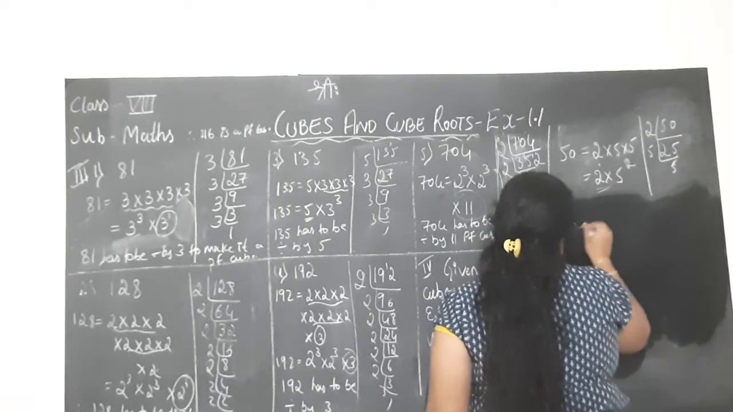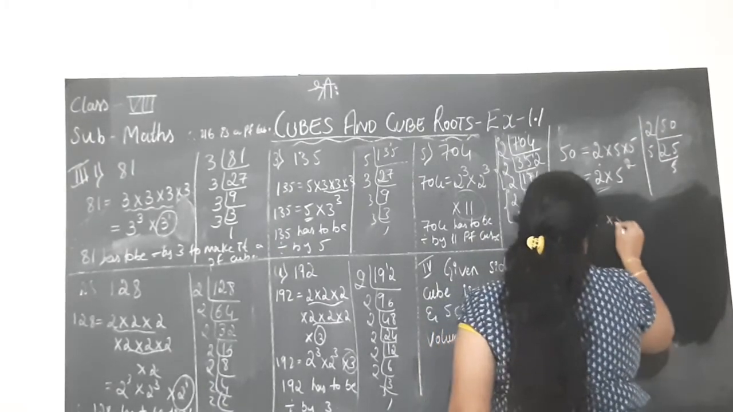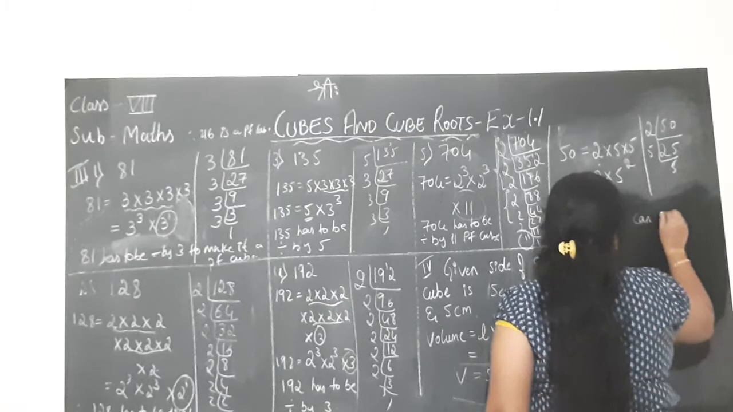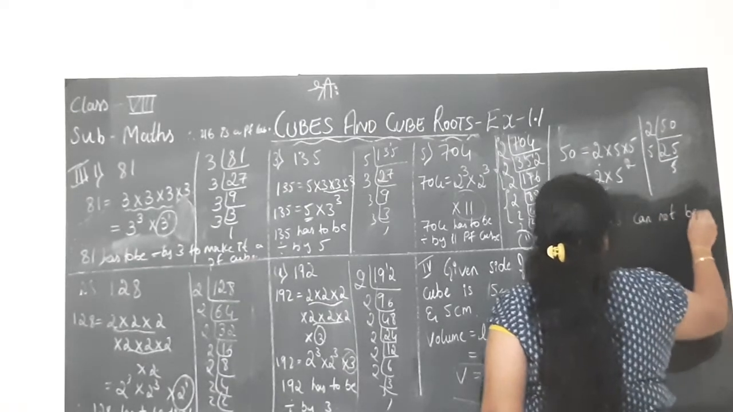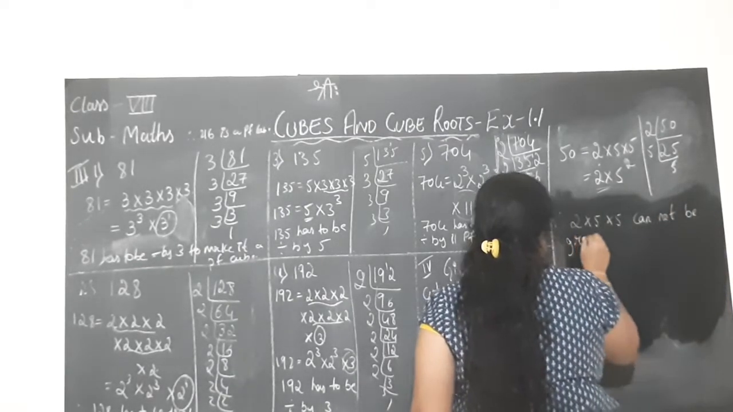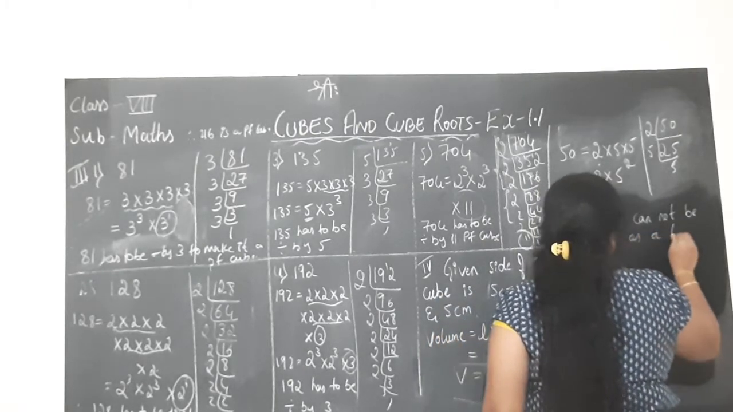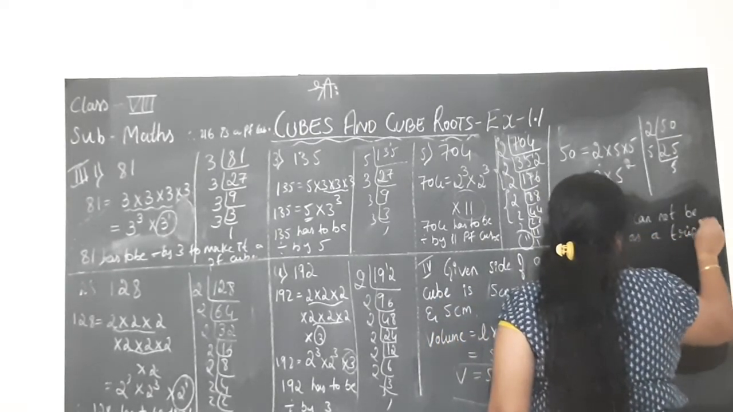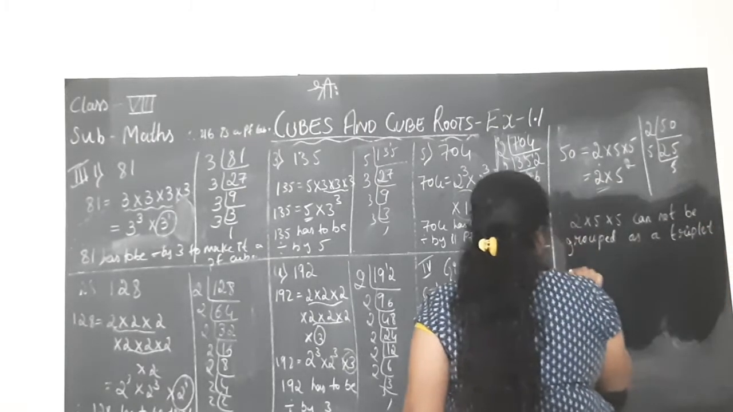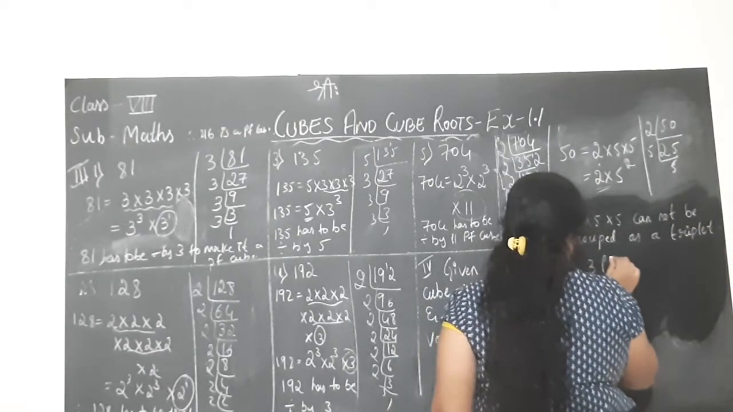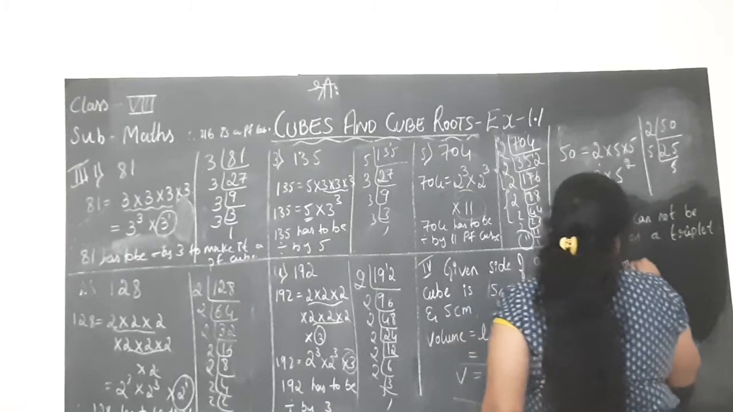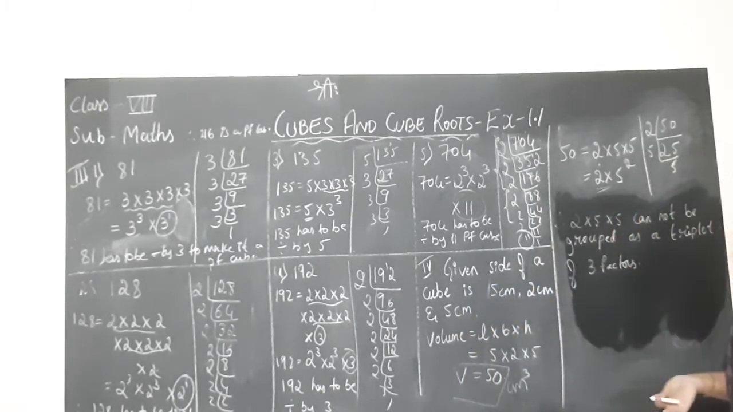Therefore, 2 into 5 cannot be grouped as a triplet of 3 factors. Cannot be grouped as triplets.